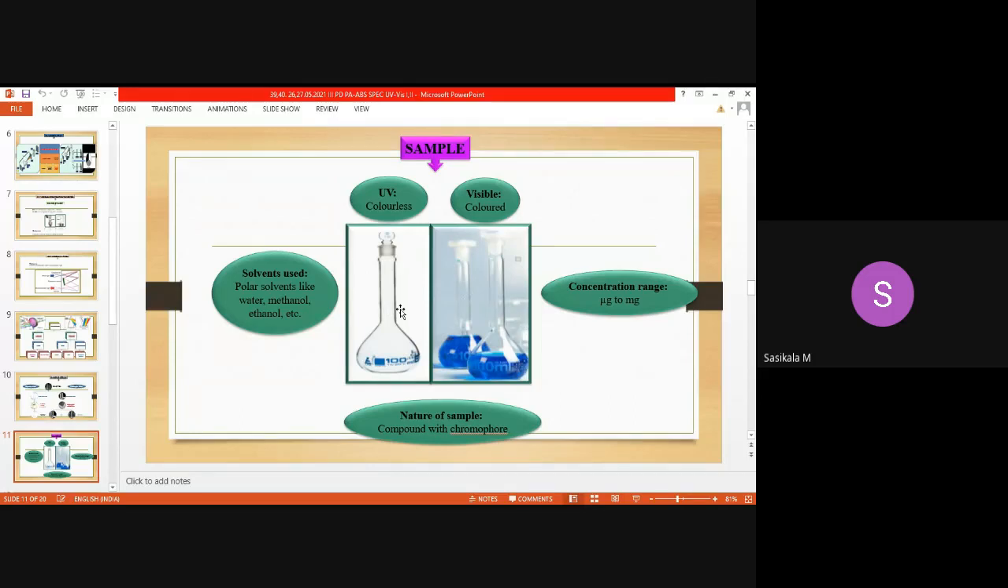Colorless solutions, in which spectroscopy will we be analyzing colorless samples? UV spectroscopy. Colored samples, visible spectroscopy. What type of samples are analyzed in both the techniques? Chromophoric substances. What concentration range for both the techniques? Microgram to milligram. What type of solvents are chosen? Polar solvents, either water, methanol, or ethanol.